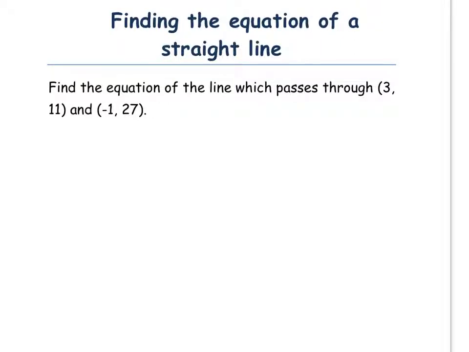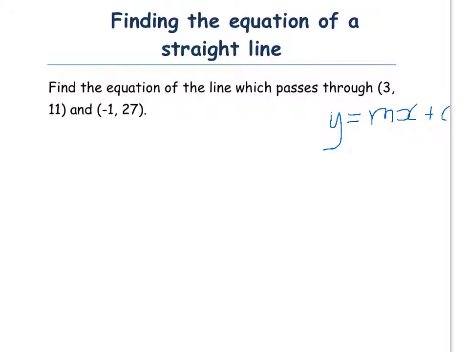Right, finding the equation of a straight line given two coordinates. Now, we've already looked at this stage, we've already looked at finding the gradient, and then once we've found the gradient, we know that all straight lines must form the general equation y equals mx plus c, where m is the gradient and c is the y-intercept. Well, once we've found the gradient between these two points, we can then use this to find the y-intercept.